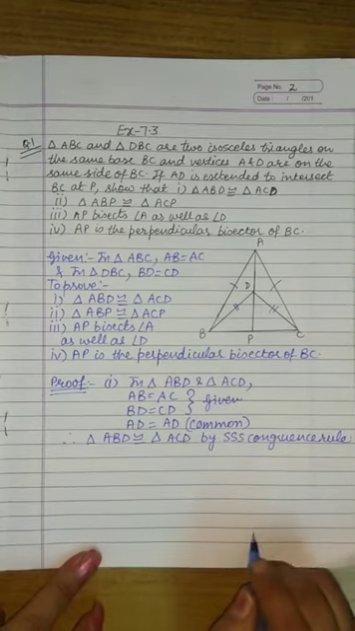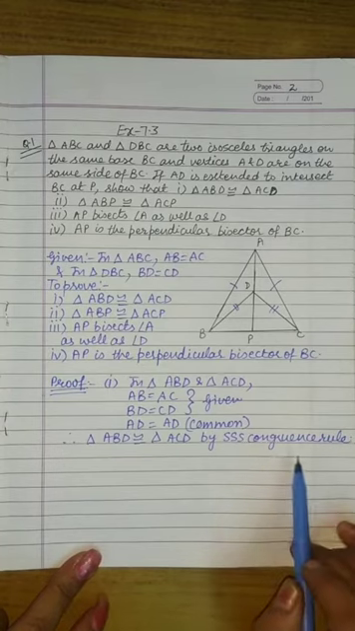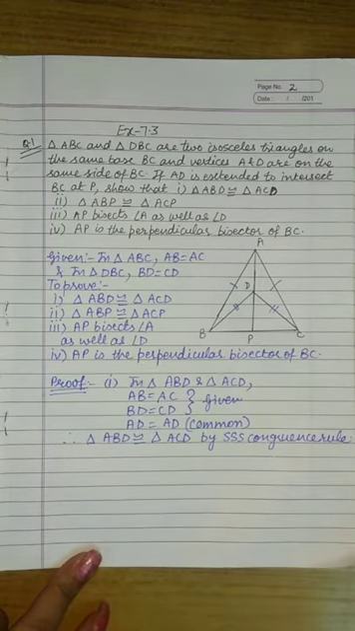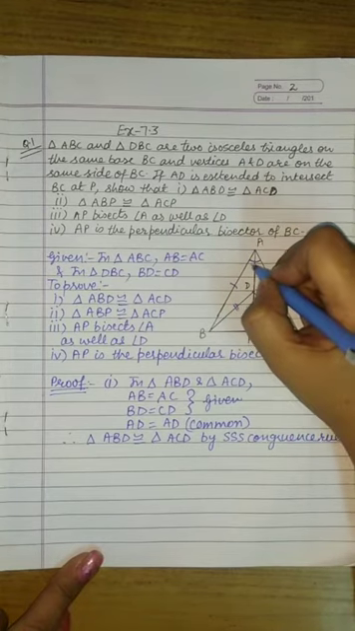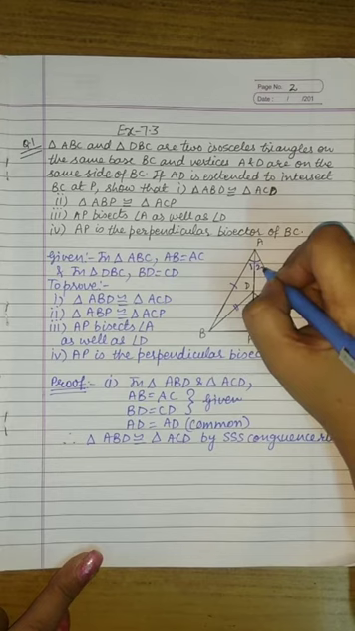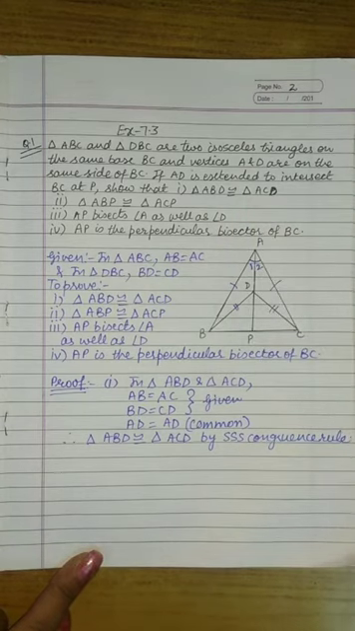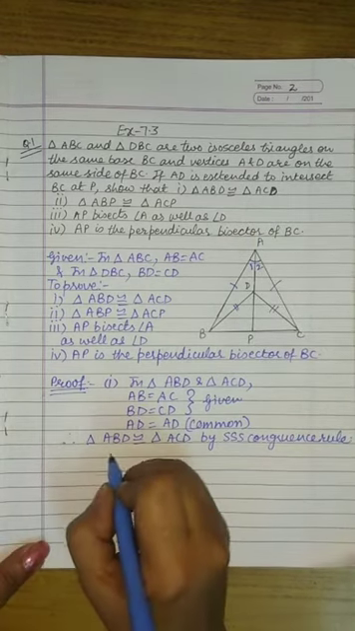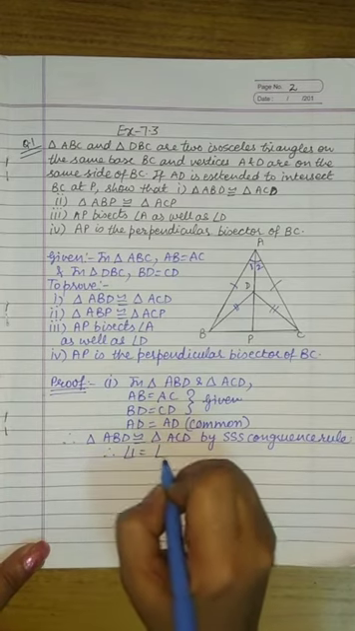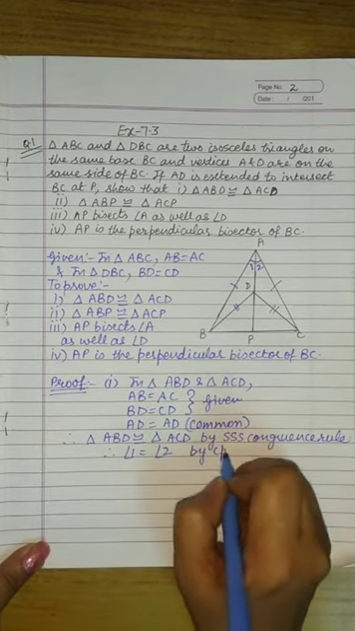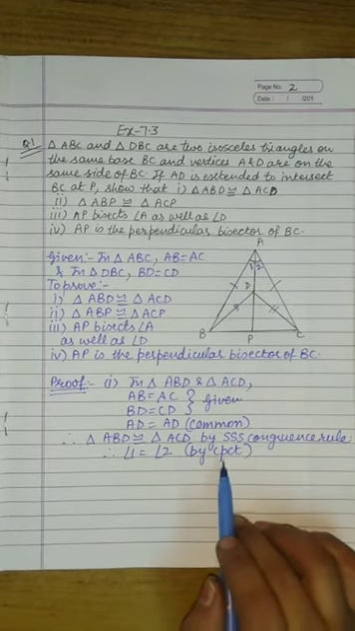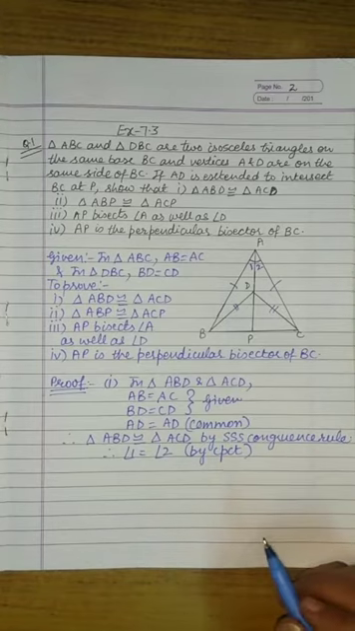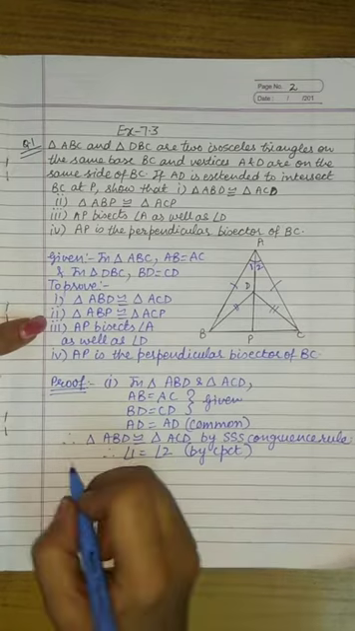Now when the two triangles are congruent, their other parts are also equal by CPCT. So we need this angle A in the next part. So we will write angle 1 is equal to angle 2 by CPCT. So therefore angle 1 is equal to angle 2 by CPCT. What is CPCT? Congruent parts of congruent triangles, corresponding. So next, we have to start the second part.